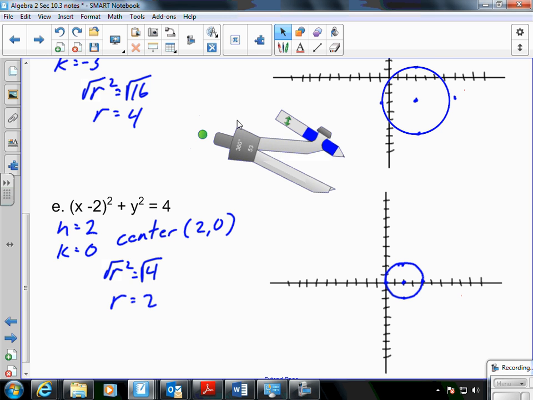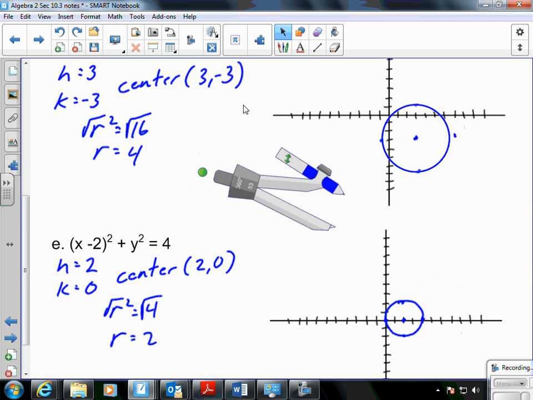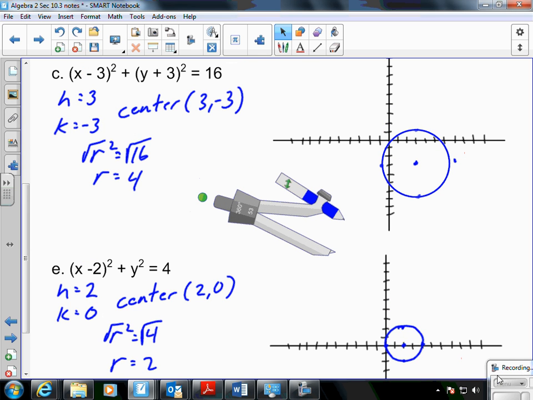So hopefully you got all that. If not, maybe you can watch this again. But that is the basics of graphing circles and finding the center and radius of a circle.